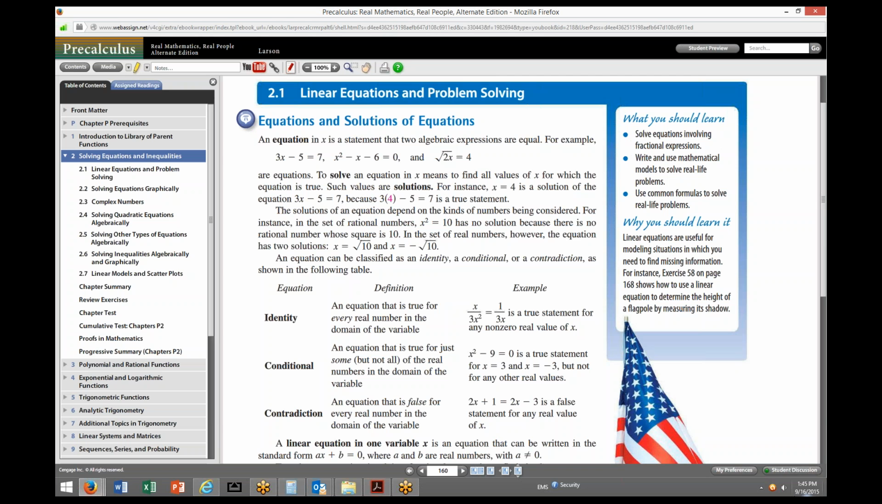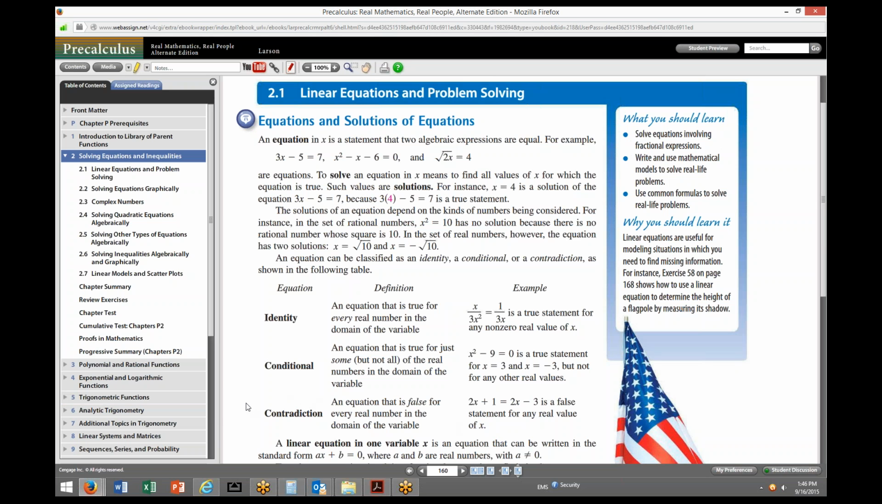And there are 3 types of equations. The main type of equation that you and I are interested in is the kind where the variable can only take on maybe 1 or 2 or 3 or a limited set of values. That's what's known as a conditional equation, as they show here right on the first page of section 2.1, page 160 in your text.